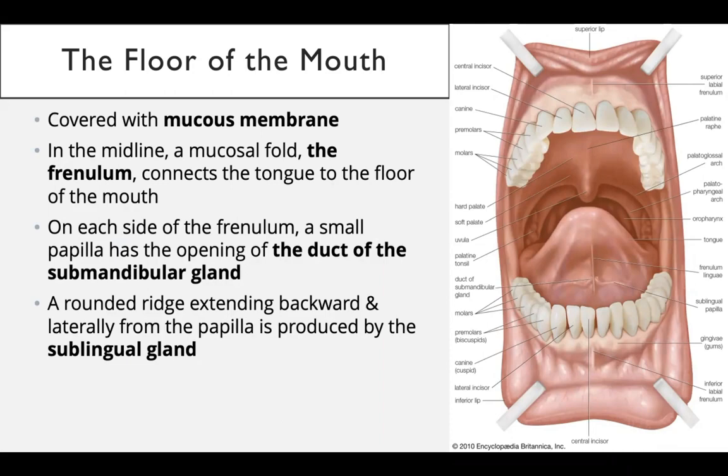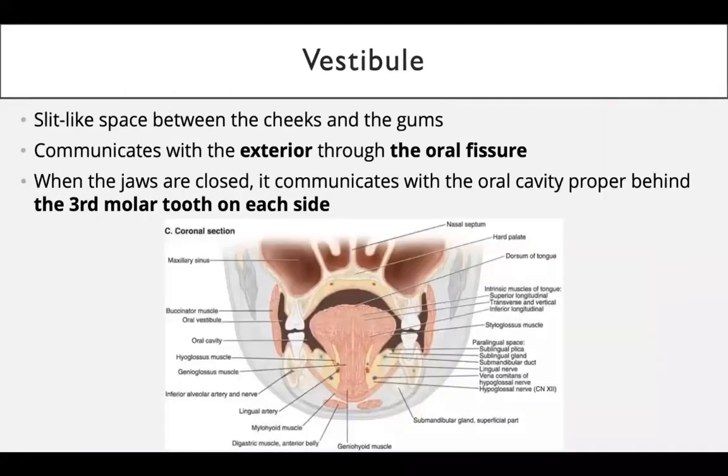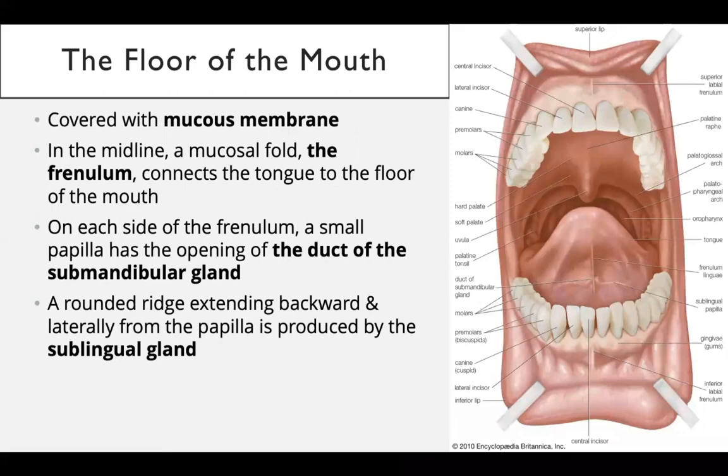Okay, the floor of the mouth. So we started with the vestibule, then the oral cavity proper. Now we go for the floor of the mouth. The floor of the mouth is covered with the mucous membrane. As you already know, below the tongue there is the mylohyoid muscle, and the anterior two-thirds of the tongue lies on that mylohyoid muscle. Okay, this is covered by the mucous membrane. In the midline, a mucosal fold called the frenulum, or frenulum linguae, connects the tongue to the floor of the mouth. So you see here in the midsection, this is the ventral surface of the tongue.